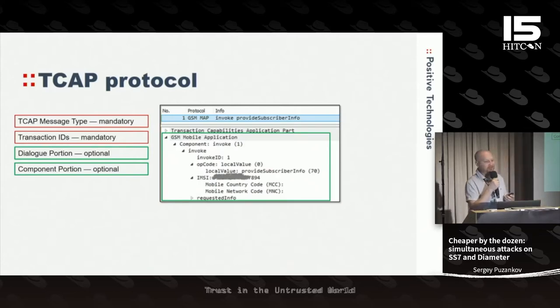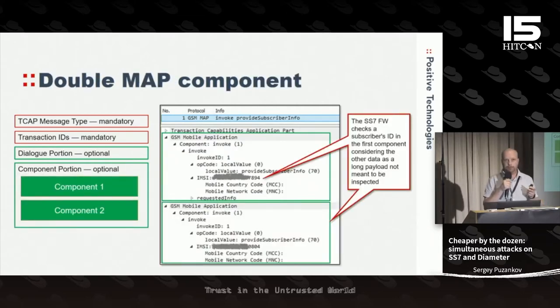A couple more words about the TCAP protocol. I have already shown this picture with the TCAP structure. This is the most typical structure of a signaling message of the MAP protocol. But the standard allows that the component portion could contain more than one component, more than one operation. This is a very untypical situation. That's why a lot of SS7 firewalls check only the first component, and they check only the identity in the first component. If they see double MAP components, they consider the second component to be just a long tail of the first one.